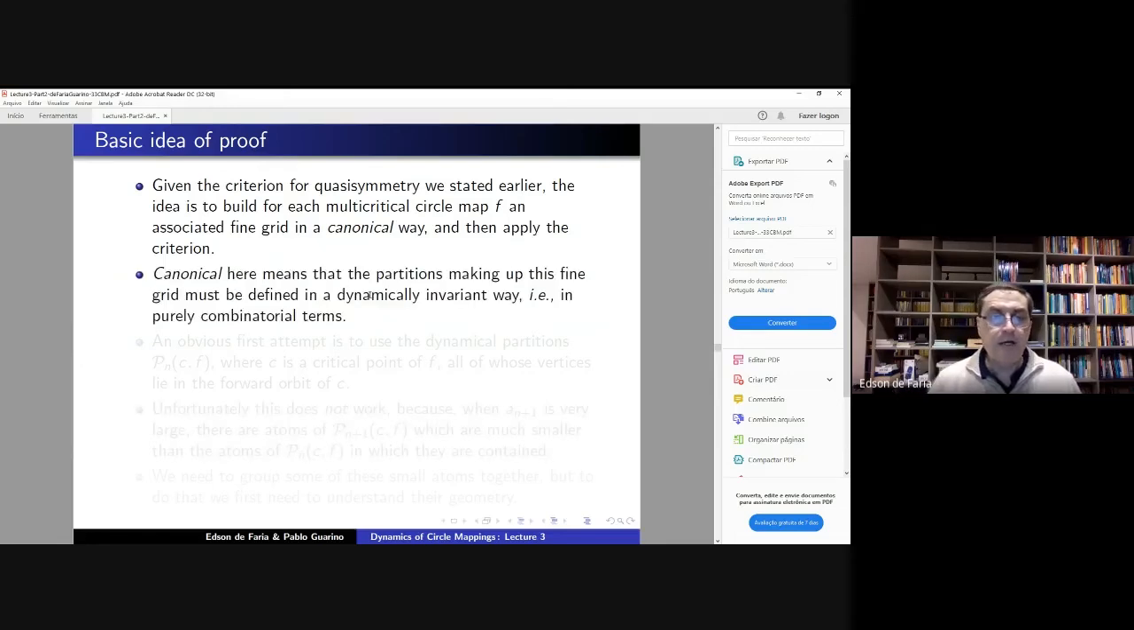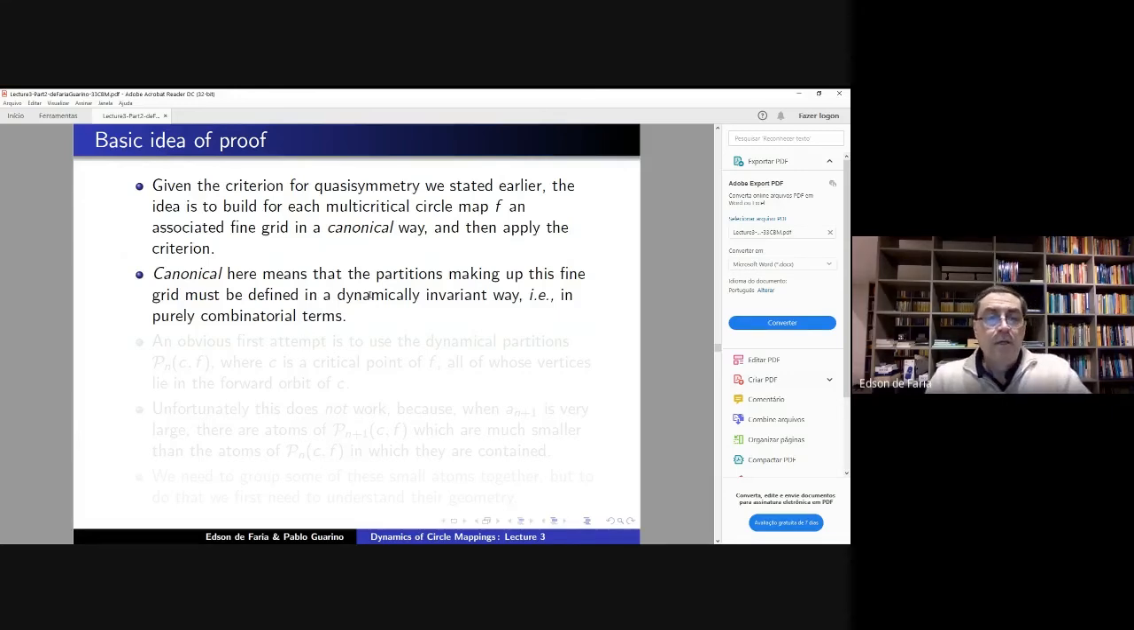So what I mean by canonical is that the partitions should be defined in purely combinatorial terms, using just the orbits of points, maybe the critical point. You use the orbit of the critical point and use some times along the orbit which are canonically defined, okay?